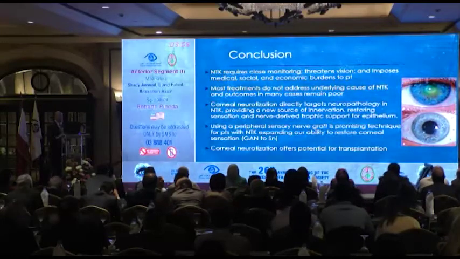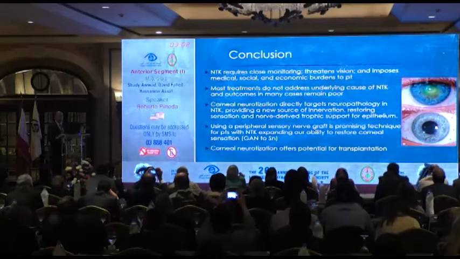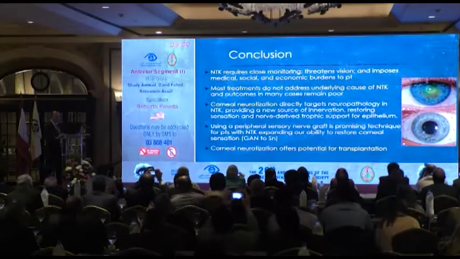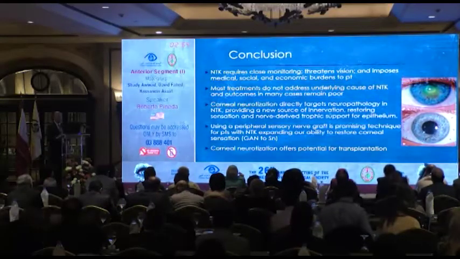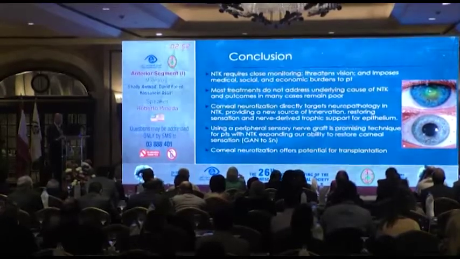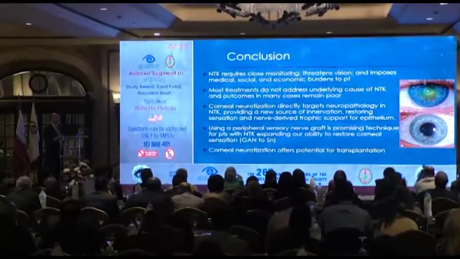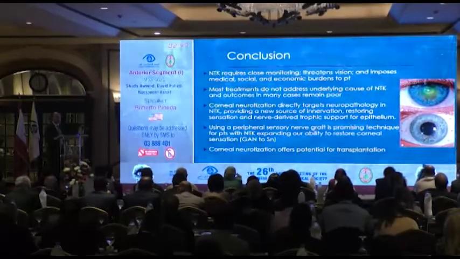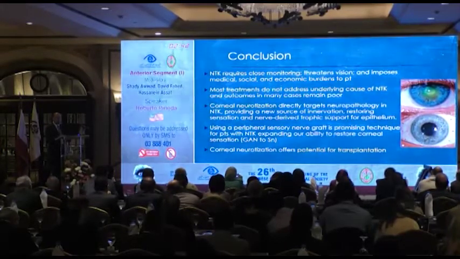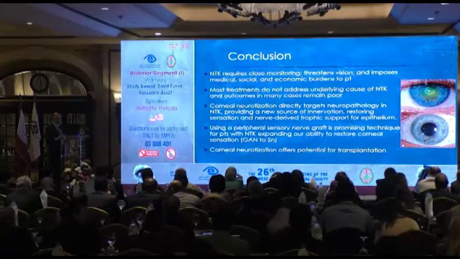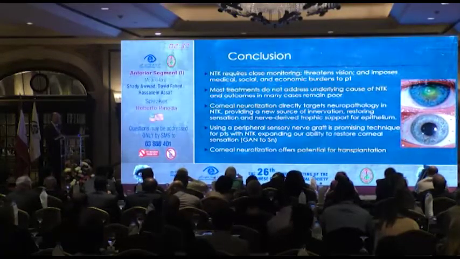So in conclusion, I think neurotrophic keratitis requires close monitoring, threatens vision, and certainly imposes medical, social, and economic burdens to the patient. Most treatments currently do not address the underlying cause of neurotrophic keratitis, but corneal neurotization directly targets the neural pathology, provides a new source of innervation, and restores sensation and nerve-derived trophic support to the epithelium. Using a peripheral sensory nerve is a promising technique for these patients and expands our ability to restore corneal sensation, and also can be used prior to potential corneal transplantation for advanced cases. Thank you very much.